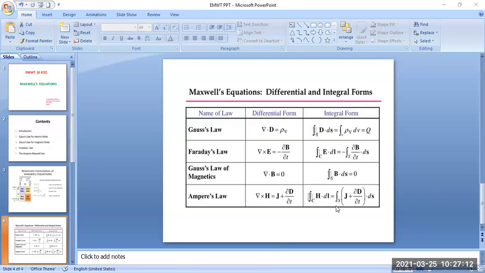Sigma has the highest value. The remaining epsilon term, whatever epsilon term is there, will be neglected or removed. Those are the Maxwell's equations for good conductors.